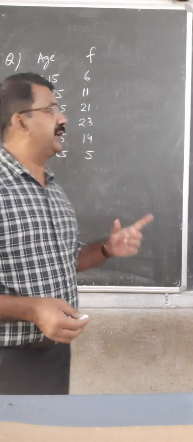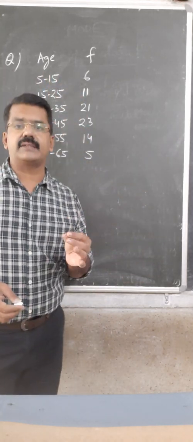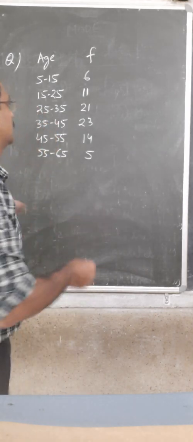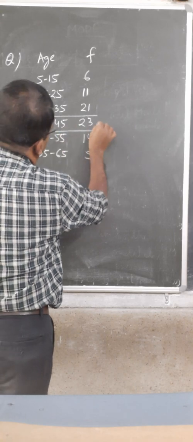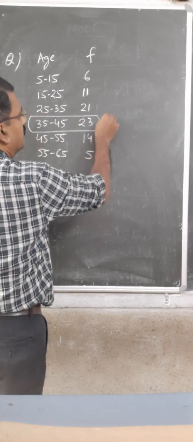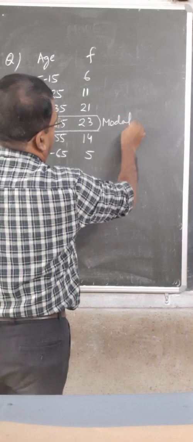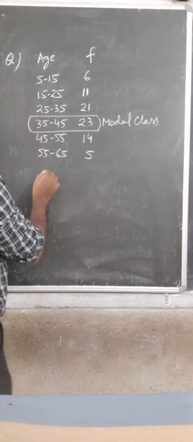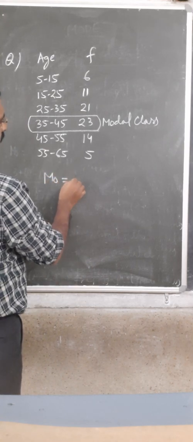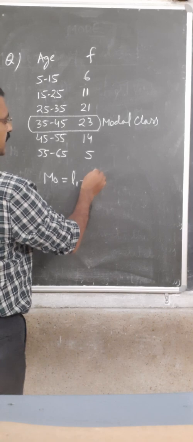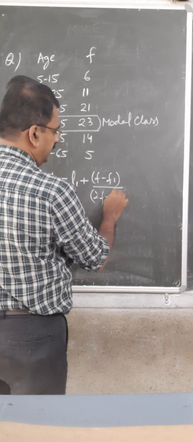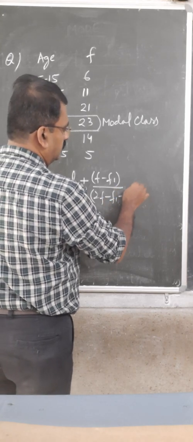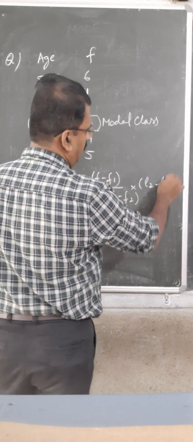Now if you see the table, the maximum frequency is 23. So this is the modal class, because 23 is the maximum frequency. Now mode is equal to L1 plus (F minus F1) upon (2F minus F1 minus F2) into (L2 minus L1).